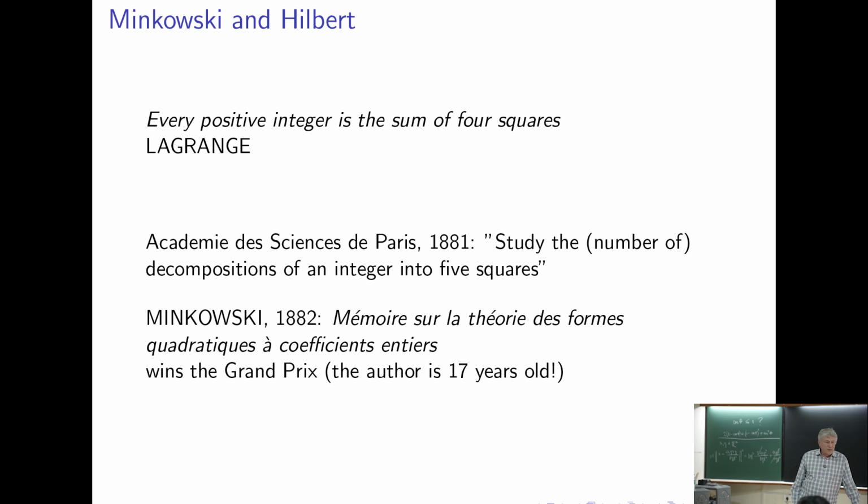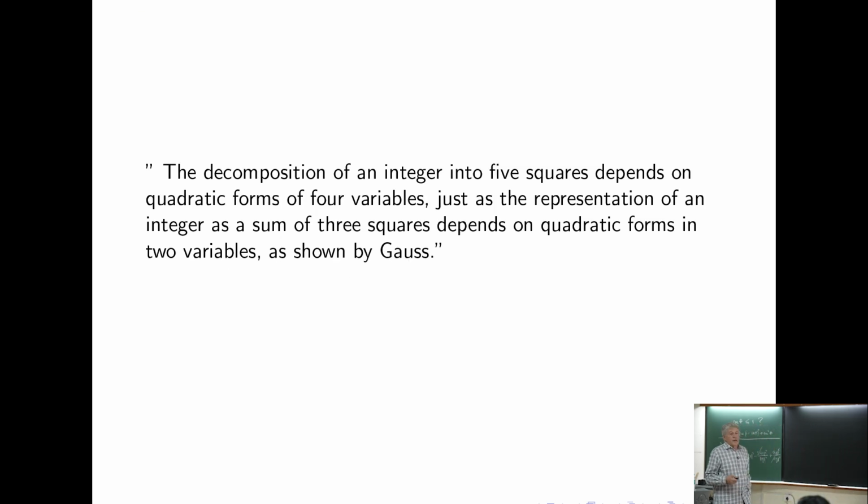And the Academy in Paris in this year, 1881, is asking, okay, if we have a sum of 5 squares, how many different ways can you write an integer as 5 squares? And Minkowski, the 17-year-old Minkowski, got the prize of the Paris Academy solving this question, which turned out later to be his PhD dissertation. And he relates this to Gauss, to the theory of quadratic forms. And he makes this very short comment, I'll not go into the details here, that looking at quadratic forms of 4 variables will give you a hint into how many ways you can decompose an integer into 5 squares and so on.